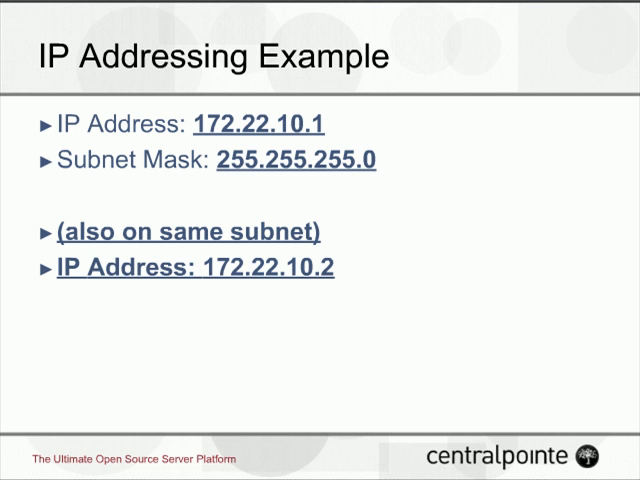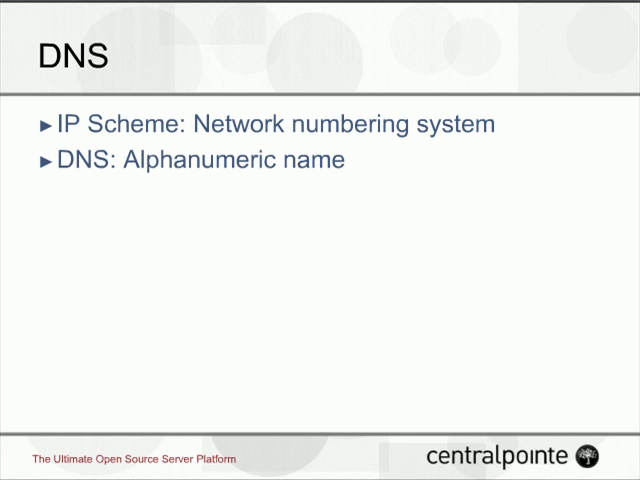Other devices on the same network could be assigned the same numbers on the first 3 blocks or subnets, such as 172.22.10, but the last block would be unique, such as 172.22.10.2 rather than .1. The subnet mask defines that the last block defines local hosts on the network. The system for numbering network devices is called an IP scheme.